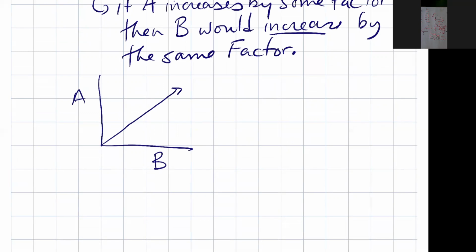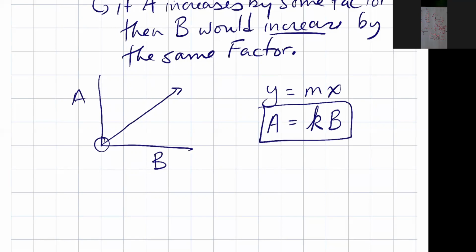Now we all know the equation of a straight line that passes through the origin like this would be y equals mx, right? The y-intercept here is 0. Well, on this graph, instead of a y, we have an A. So let's say A equals, and instead of an x, we have a B. The letter M stands for slope in math, so let's put a different letter in here. We'll use the letter K, just for a constant, a proportionality constant. So this, A equals KB, is the algebraic form of a direct proportion.